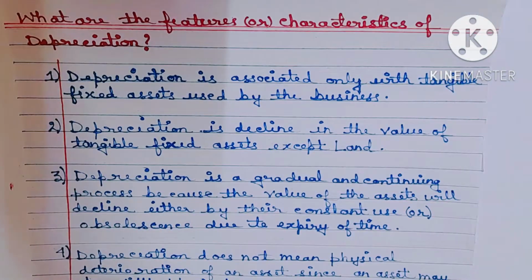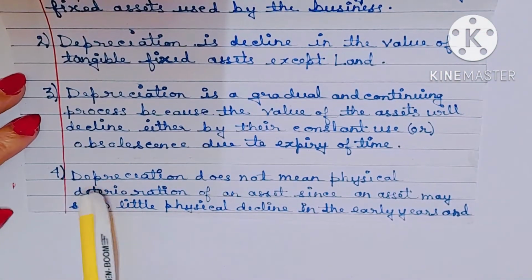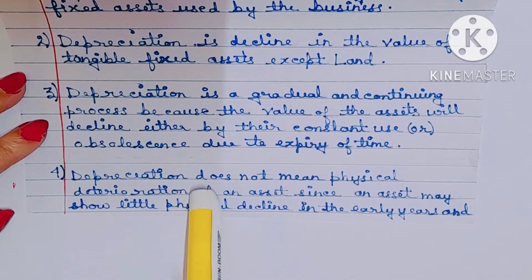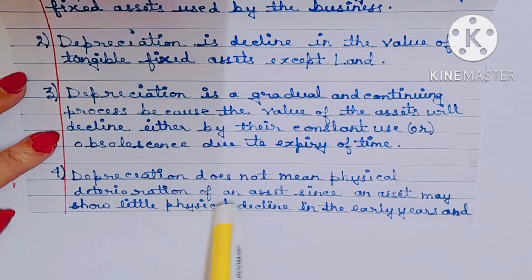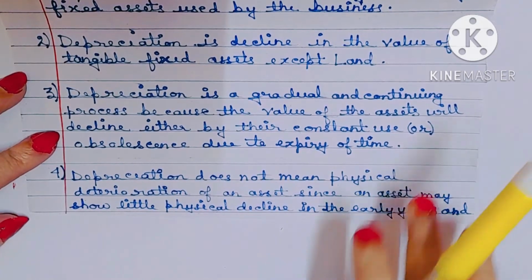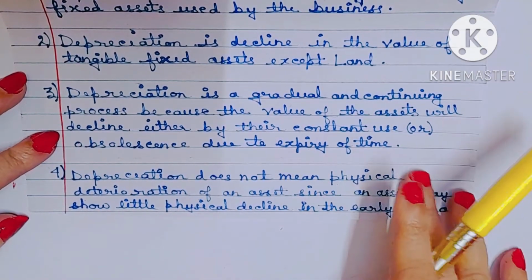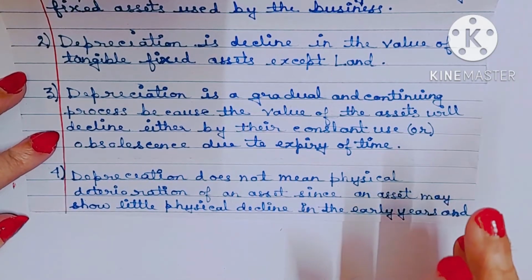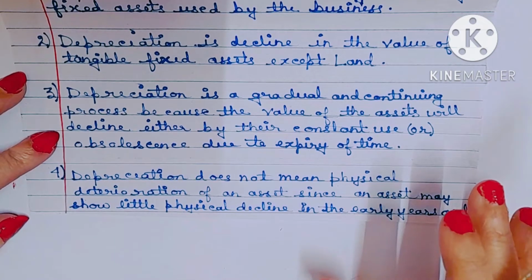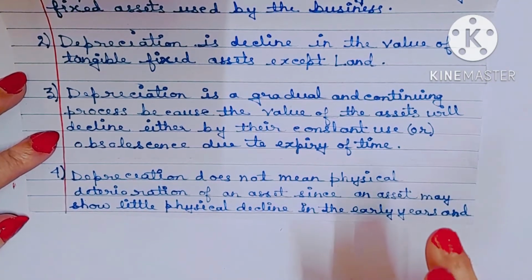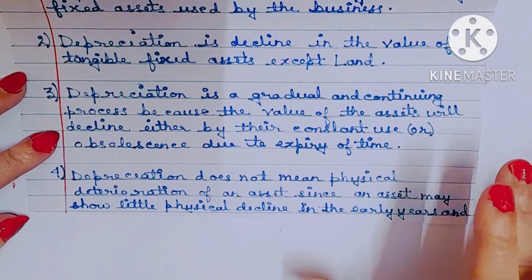Understood? What is the next characteristic or feature of depreciation? Number 4, depreciation does not mean physical deterioration of an asset, since an asset may show little physical decline in the early years. তো আমি আগেই বললাম, যে কোনো জিনিস তুমি যখন ইউজ করছো কিছু বছর ধরে, দ্যাট ডাজ নট অলওয়েজ মিন ফিজিক্যালি ডিটেরিওরেট করে গেছে, বাট কনস্ট্যান্ট ইউজ করার জন্য কি হয়? The utility value of the asset declines or decreases.